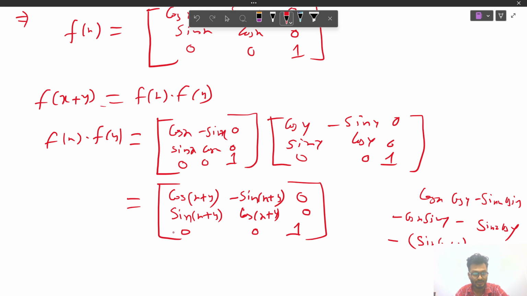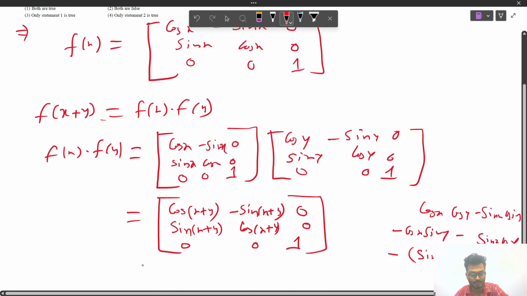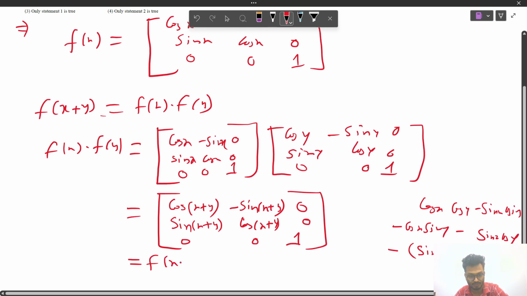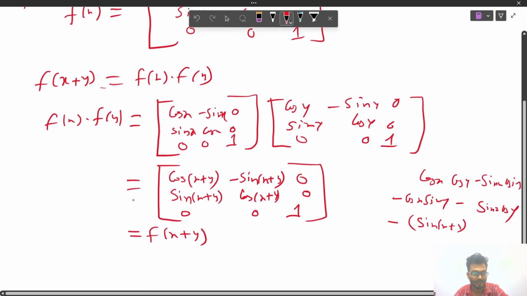So clearly we can see that here, in place of x, it is x plus y, so we can write it as f of (x plus y). That means the second statement is correct. And let's check the first statement.